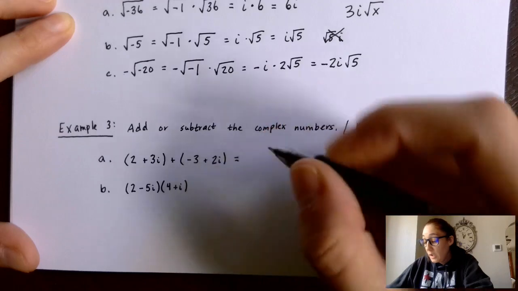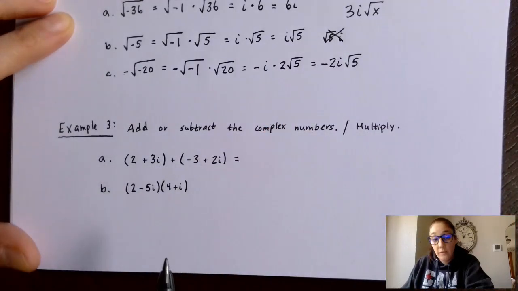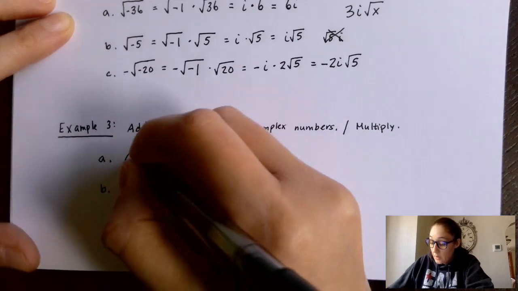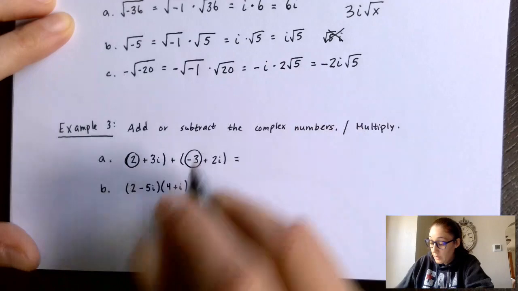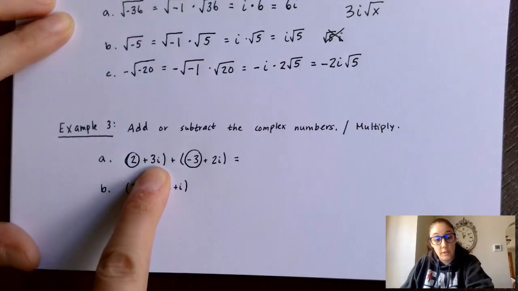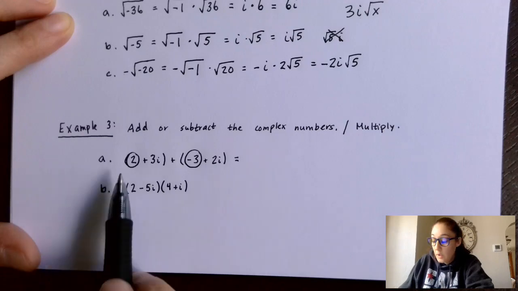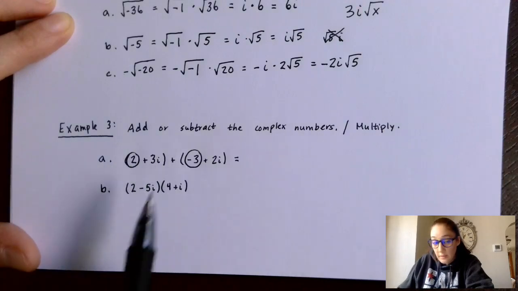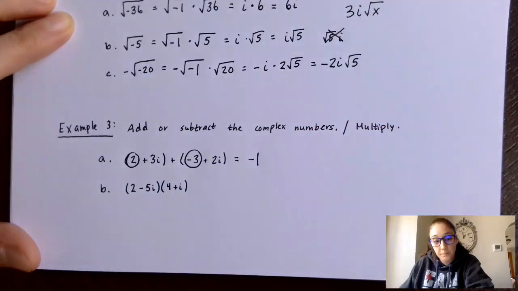So when we are combining like terms, in this case we're adding, we just have to find what's the same, right? So this is a real number, because there's no imaginary number attached to it like in this and this. So these two are like each other and we can combine those. So 2 plus a negative 3, or 2 minus 3, is negative 1.